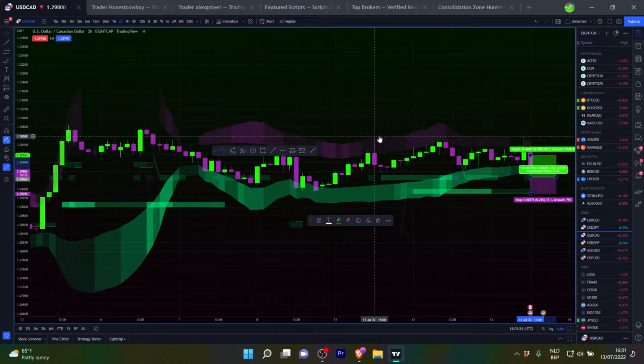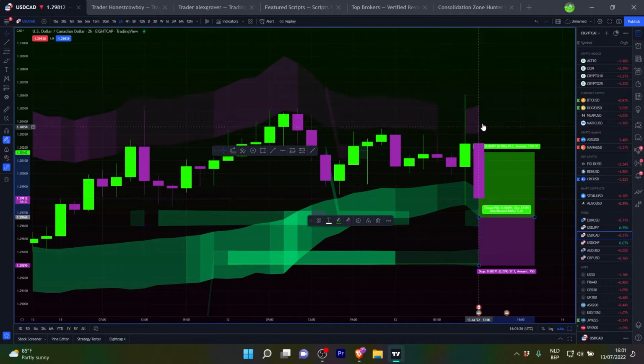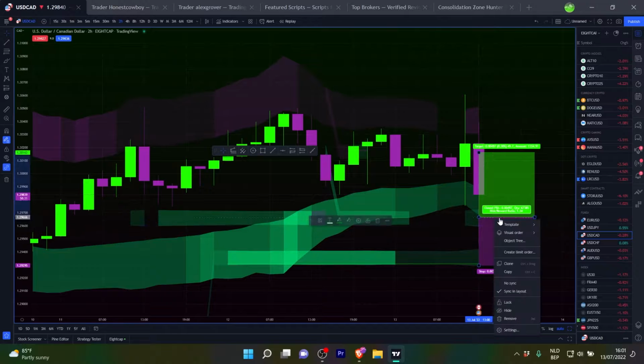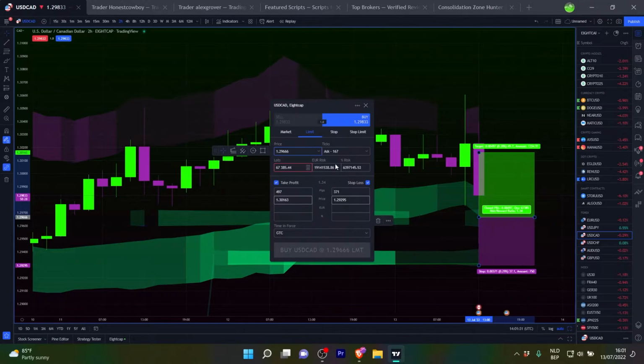Found another possible trade on USD CAD. Because the market is reacting to this level, I might have missed. Found this when I just looked at the chart while I was at sea.